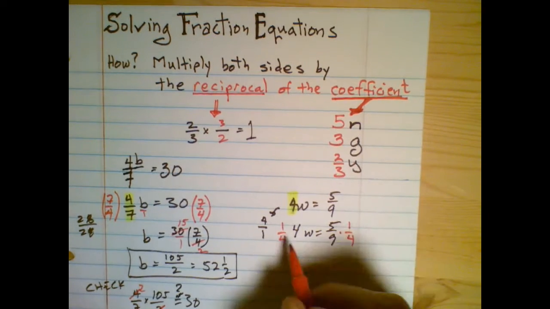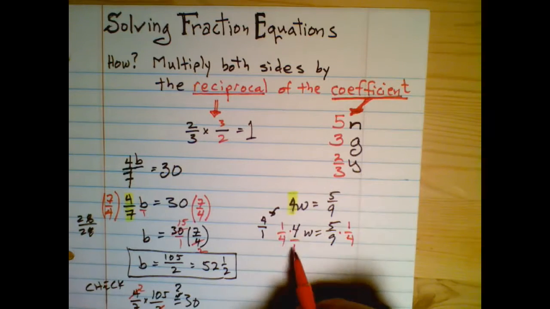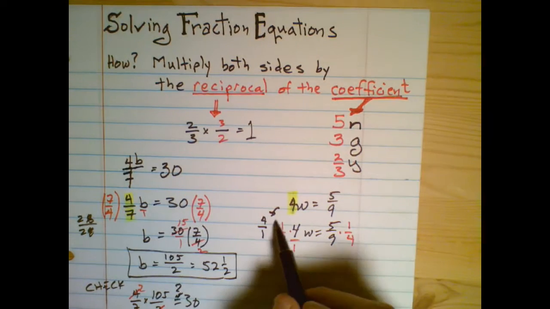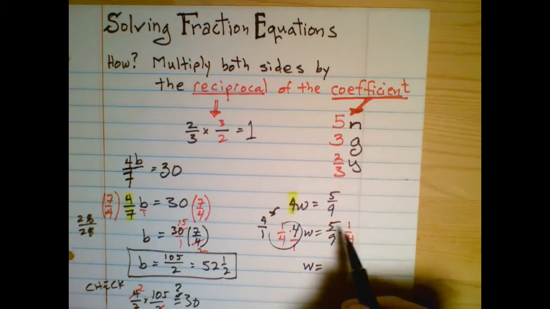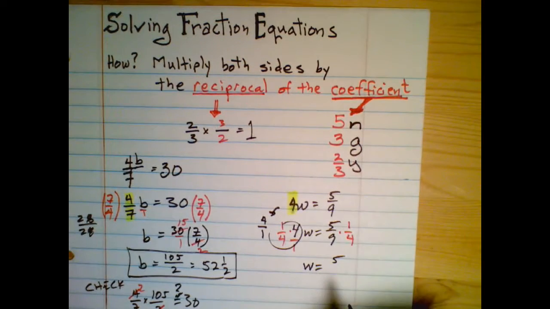If I do this, 1/4 times 4 over 1, again, that's going to be 1. This part right here will be 1. 1 times w is w. Right side, 5 times 1 is 5. 9 times 4 is 36. So w equals 5 over 36.